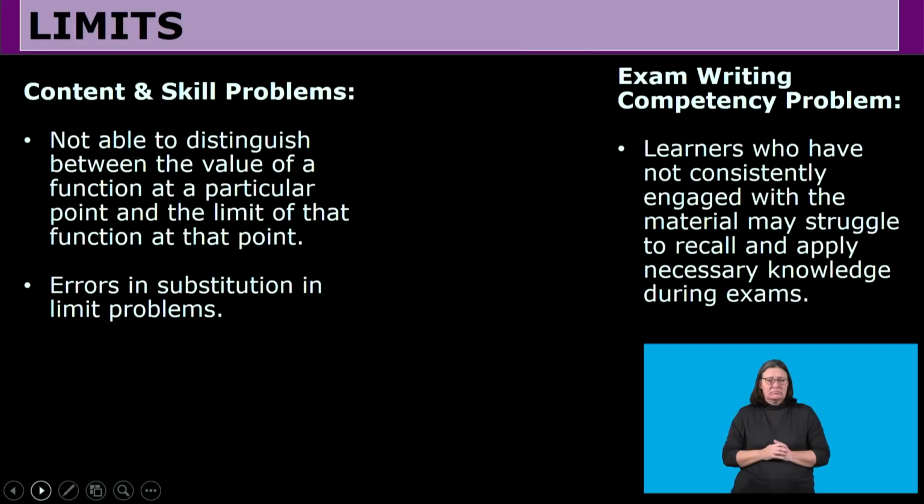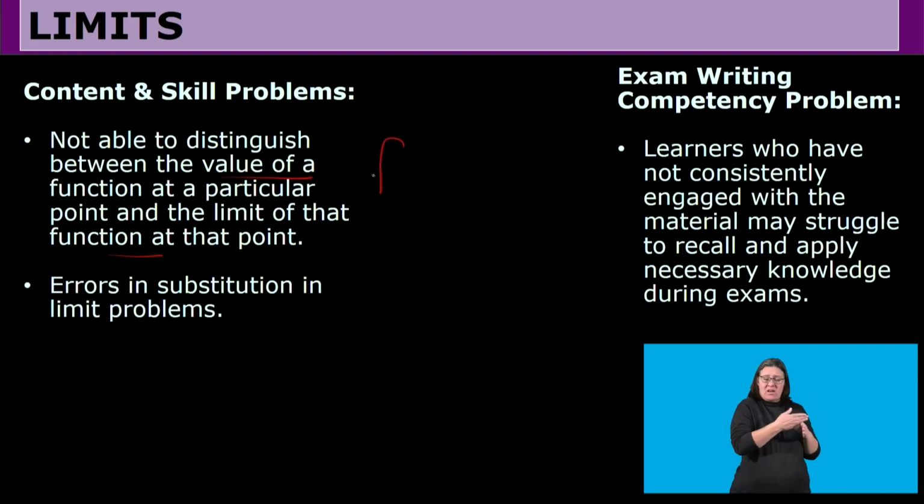So some of the key problems that we see cropping up in limits is not being able to distinguish between the value of a function at a particular point and finding the limit. Now remember, there's a difference between a function value, so for example f of 0, and then finding the limit of the function at that point, which leads to the concept of finding the gradient at a point. We also see errors in substitution in limit problems, which I will take you through as we go through the first question.